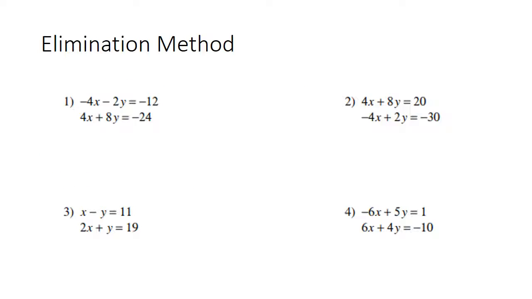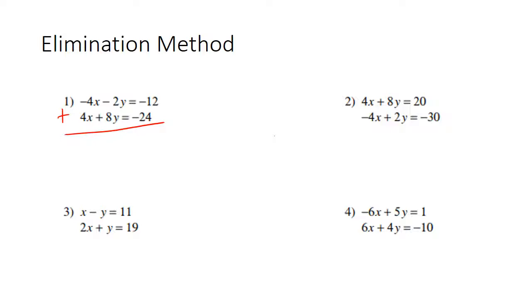All right, so number 1. What you're going to try to do here is first look to see if you even have to multiply. If I look at number 1, I see I have a negative 4x and 4x, okay? Those are already opposites. So when I go to combine like terms, x is going to disappear. All right, let me show you what that looks like.